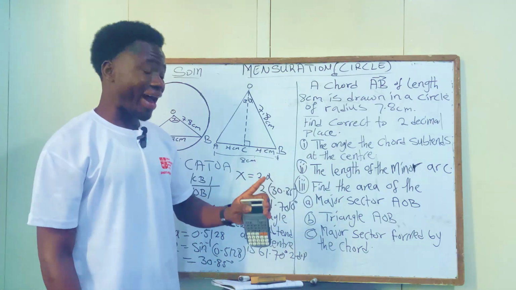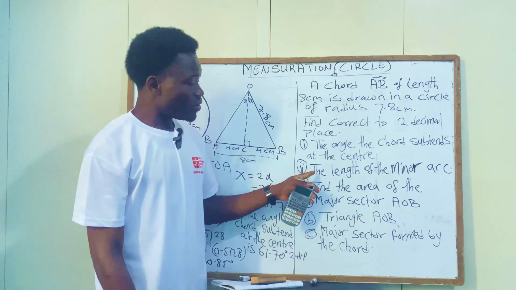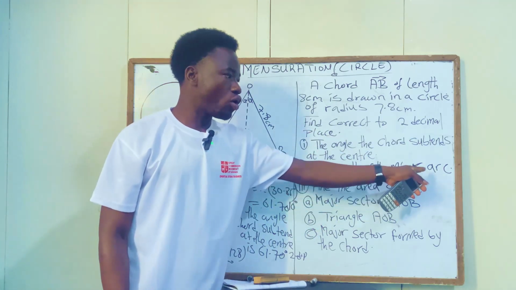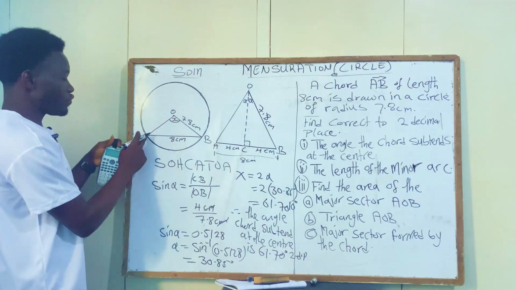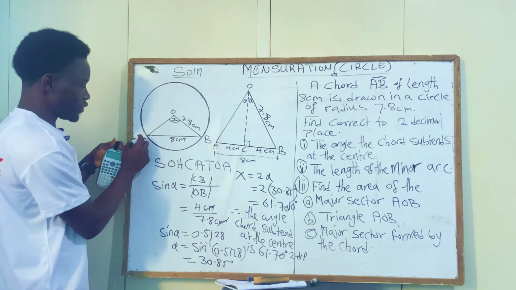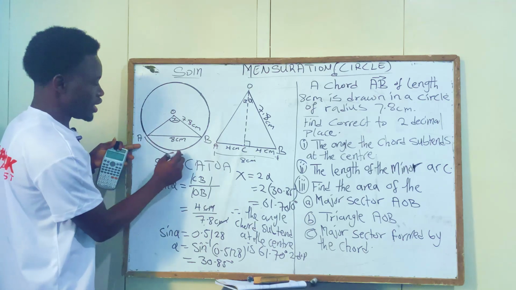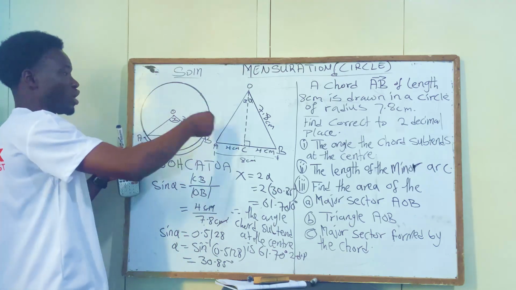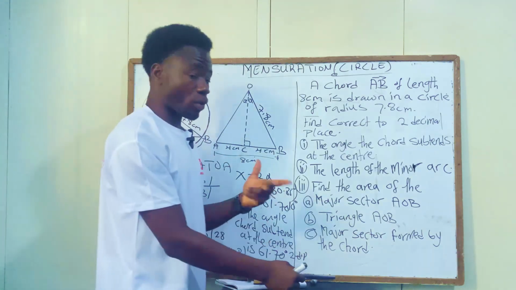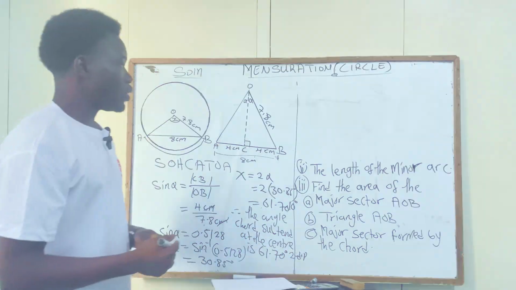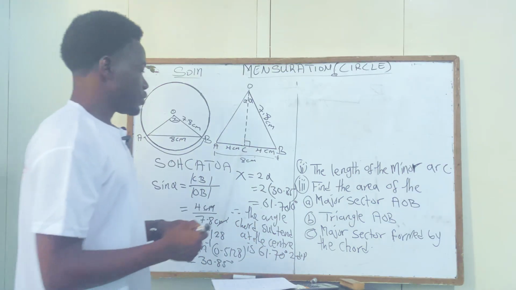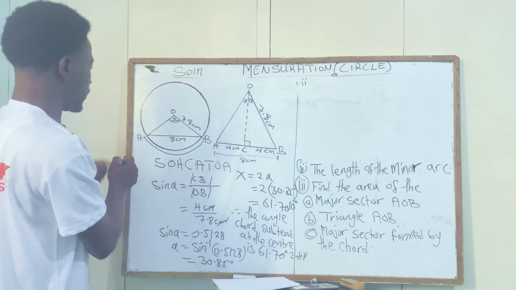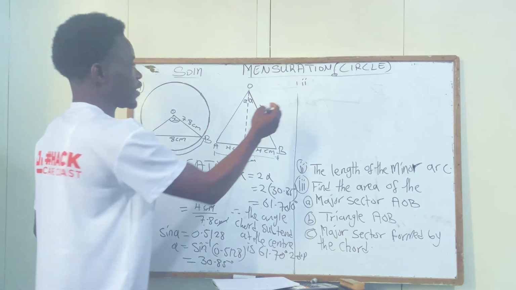Now when you look at the II, it states that we should find, correct to 2 decimal places, the length of the minor arc. So they are looking for the length here. That's the minor arc. Remember, the length of the major arc will be the bigger side. So that's what we are going to deal with. Alright, so this first one we dealt with was the I.